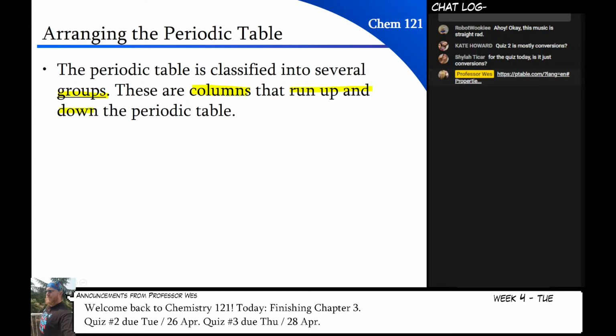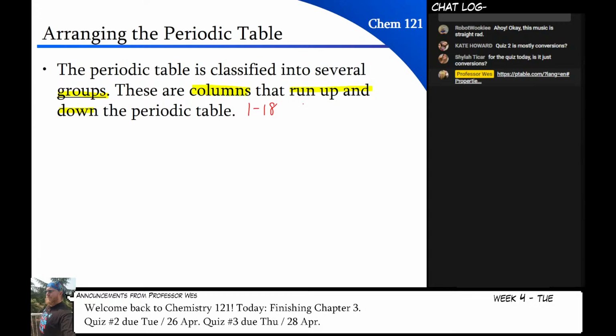I'm going to highlight everything you need to know there, because I know from personal experience that I get column and row mixed up all the time. So columns go up and down. Those are called groups. And they go from, here, let's actually write this down. So groups go from 1 to 18.